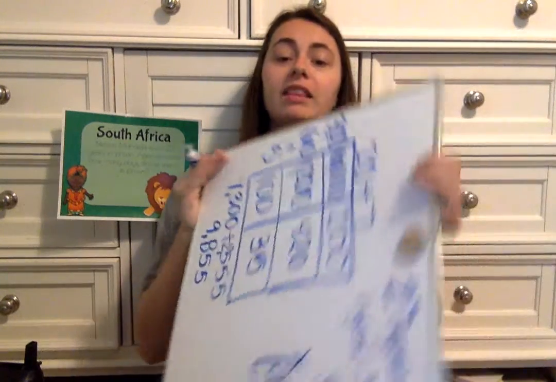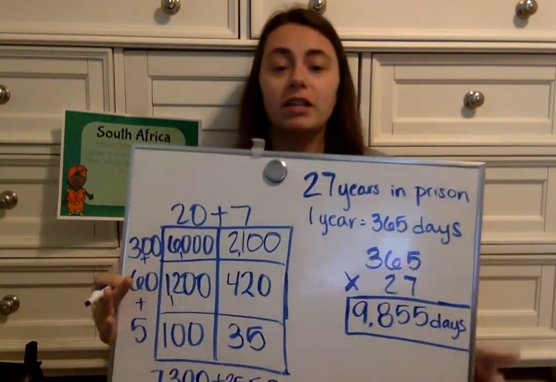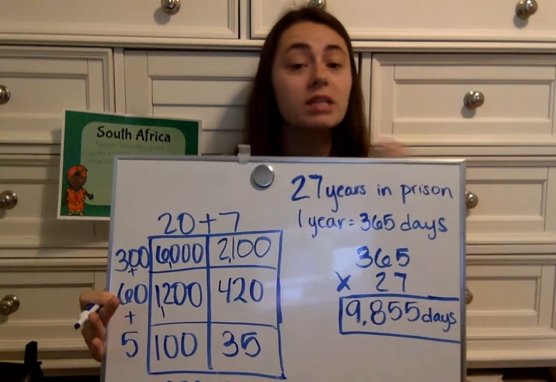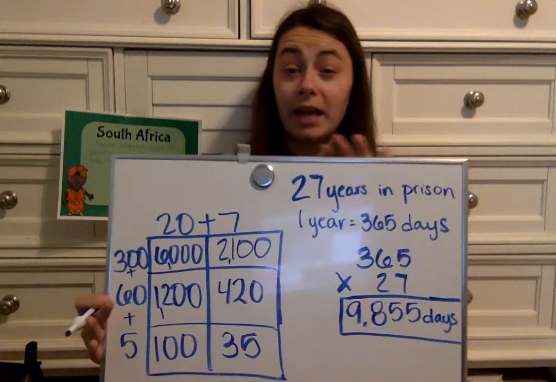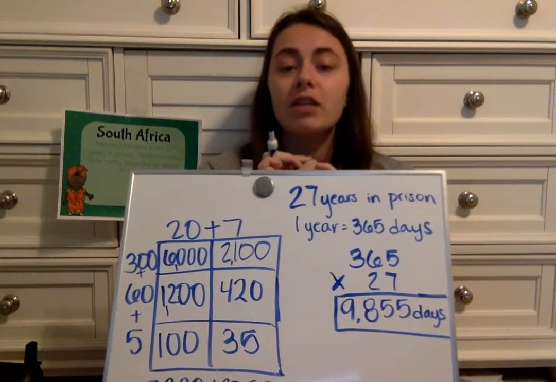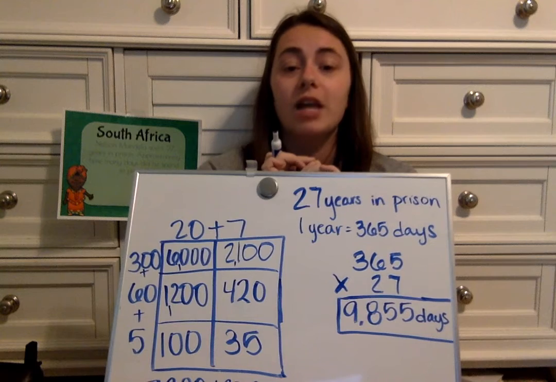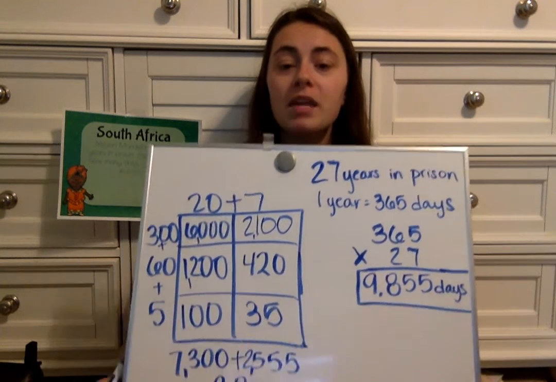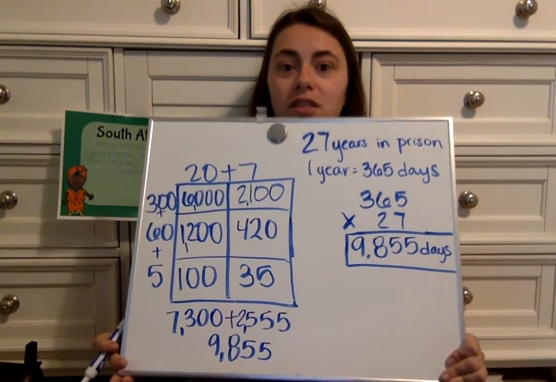So 9,855 days. Like I said, I always have to say what it is, because the question was asking us how many days he spent in jail approximately. So in 27 years, Nelson Mandela spent 9,855 days.